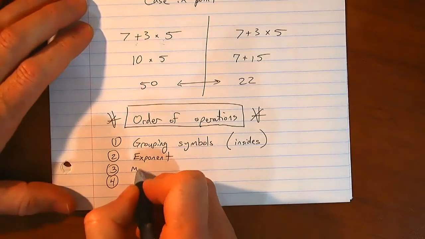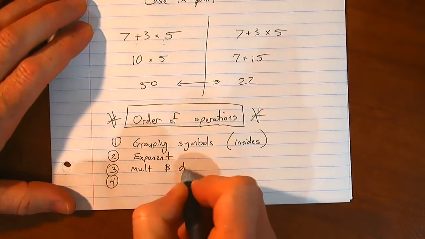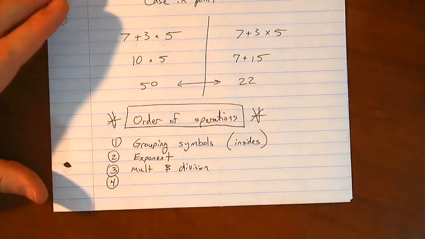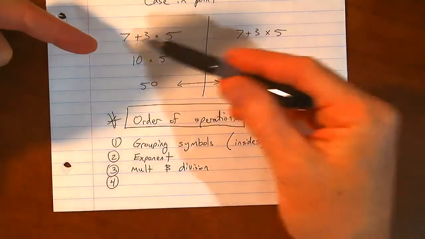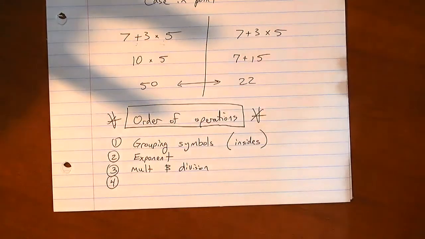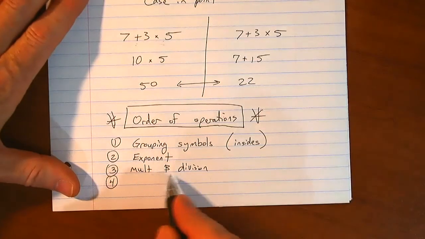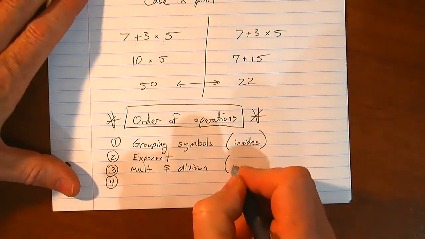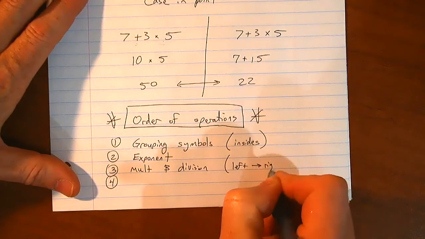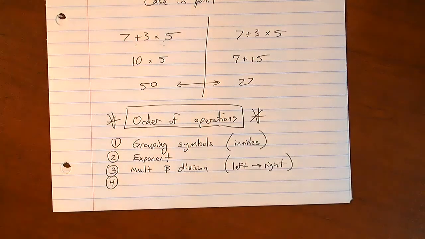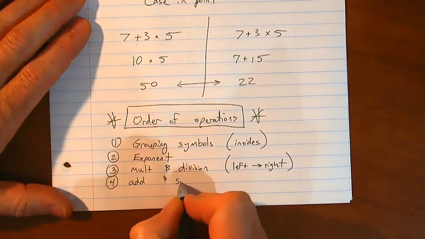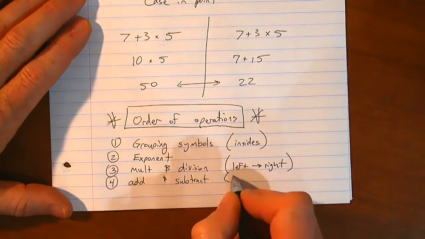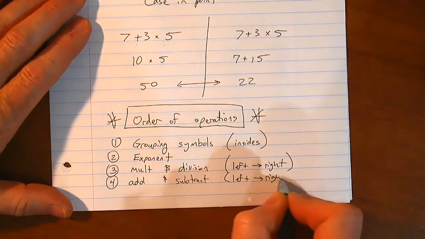After exponents is multiplication and division. So we do both of those at the same time. But now you might ask yourself, doesn't that put us right back in this scenario? If I have a multiply and I have a divide, how do I know which one to do first? And so the clarifying statement is that we always do this from left to right. Always from left to right. So when we have multiplication and division, we always do it from left to right. And then last but not least, we have addition and subtraction. And same thing, we always do this from left to right, okay?